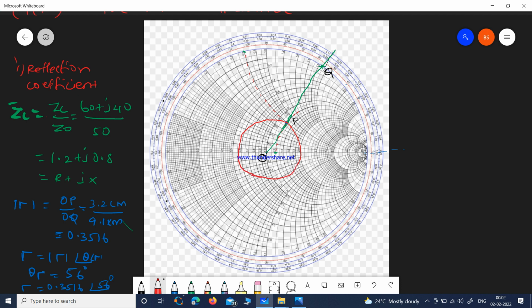So draw a circle making the radius OP. Now where it cuts at the resistance circle, we can say it is the standing wave ratio. Okay, this point, you can say it's the standing wave ratio.